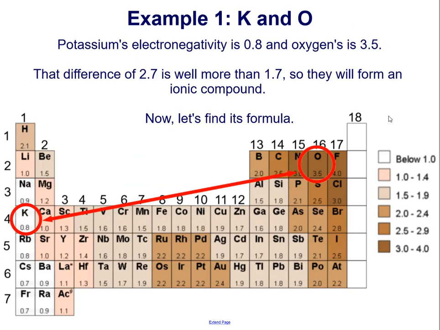Example 1, potassium and oxygen. Potassium's electronegativity is 0.8 and oxygen's is 3.5. The difference of 2.7 is well more than 1.7, so these atoms will form an ionic compound. Now let's find its formula.